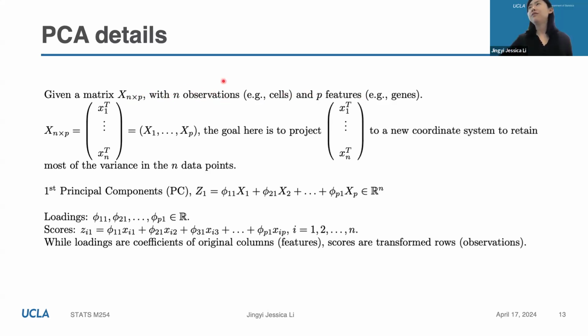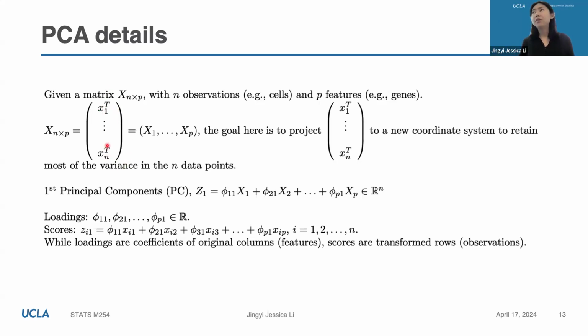This is like the more standard format in statistics. We call rows observations, columns features, and here the observations are cells, genes are features. So we can write this matrix in two ways. We can lay out the rows. So every row is one cell, right? And we put this transpose here because the row is a row vector, and by default, every vector is a column vector. So that's why we put transpose to mean it's a row vector.